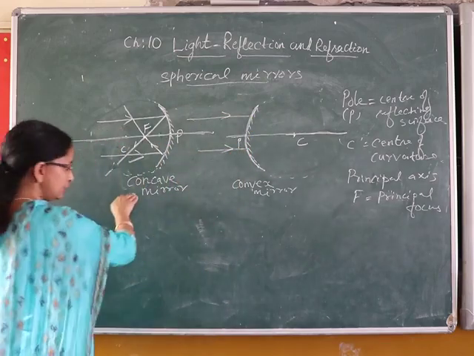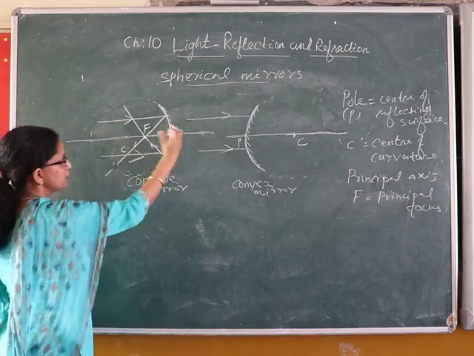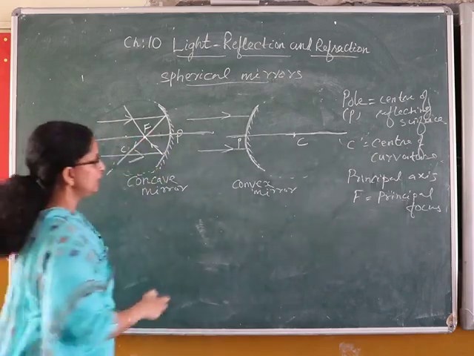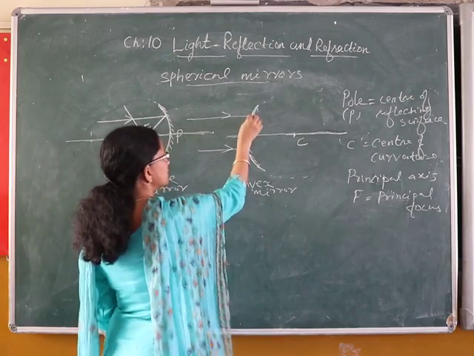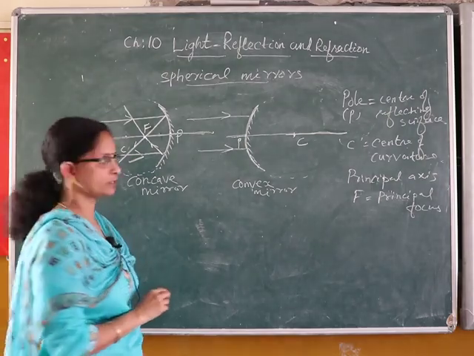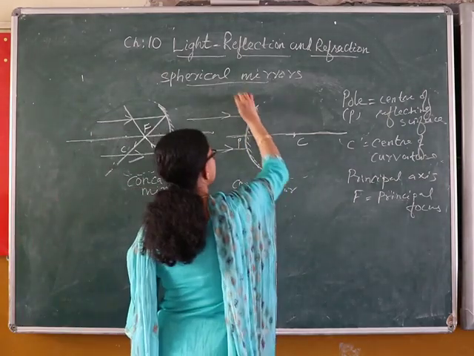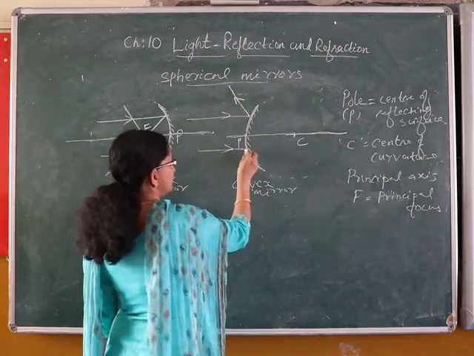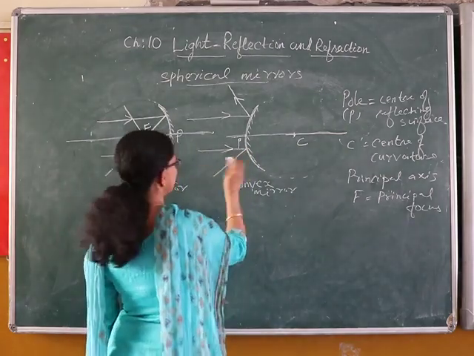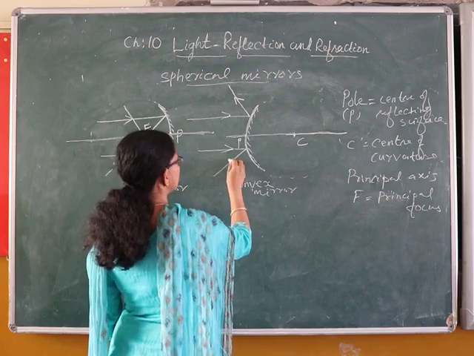Now in the case of a convex mirror, if a parallel beam strikes this mirror, in the concave mirror what we saw is that after striking, the rays converge, came together and met at a common point. But in the case of a convex mirror, after reflection the rays do not come closer; instead they move away, they diverge. So this mirror is also known as a diverging mirror, whereas the concave mirror is called a converging mirror.